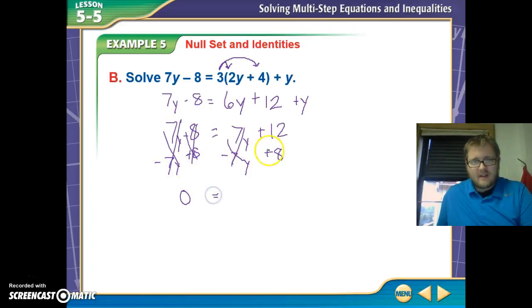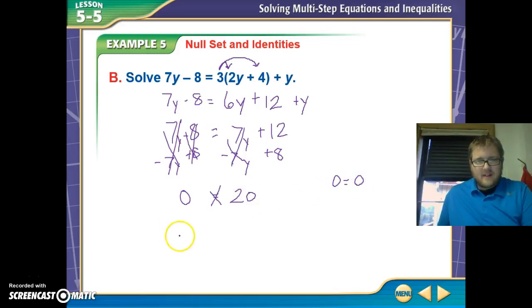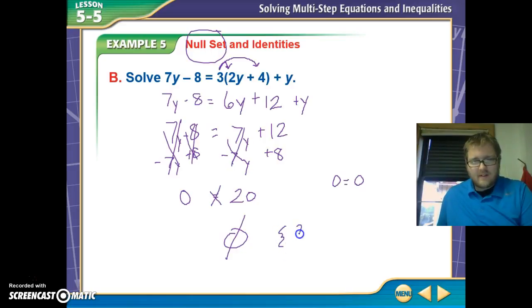Remember, last time we had 0 equals 0. That means everything works. 0 equals 20 is not a true statement. That's a null set. That means that nothing works. You can write a null set like that. I've seen it written with empty braces. Basically, you're saying you have a null set, so there are no solutions. I don't care what number you choose for y. Nothing is going to give you an equal statement on both sides.